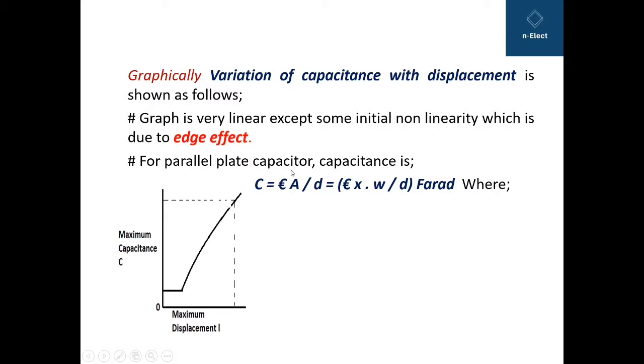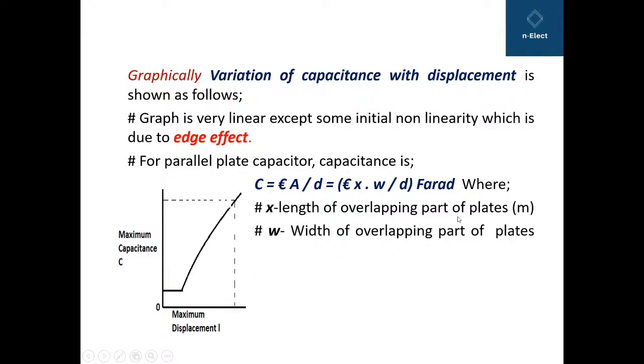For a parallel plate capacitor, capacitance is C is equal to epsilon A upon D, and since the plates are rectangular, length into breadth, that is length into width, can be taken as area. So area A is x into W, so you will get epsilon x into W upon D farads, where x is the length of the overlapping part of the plates in meters and W is the width of the overlapping part of the plates.